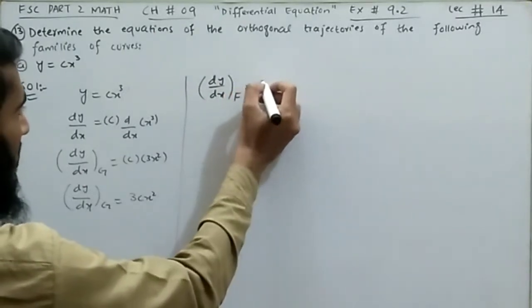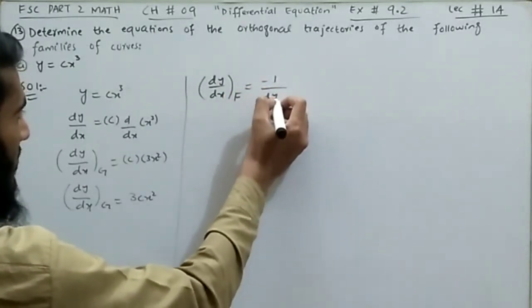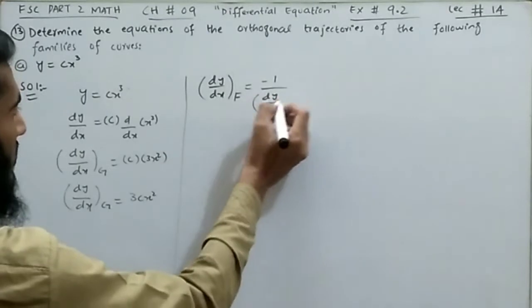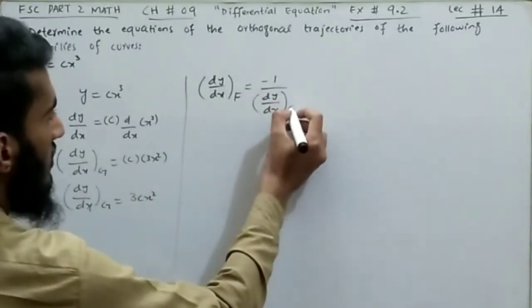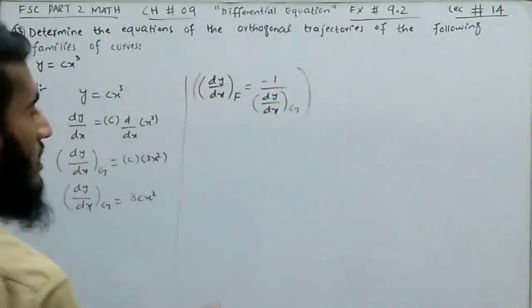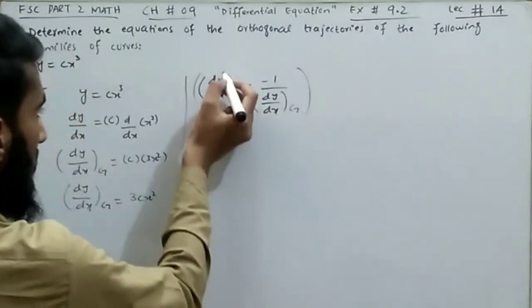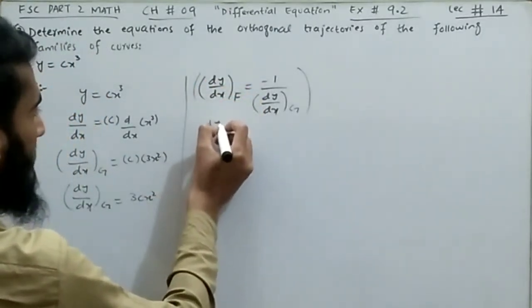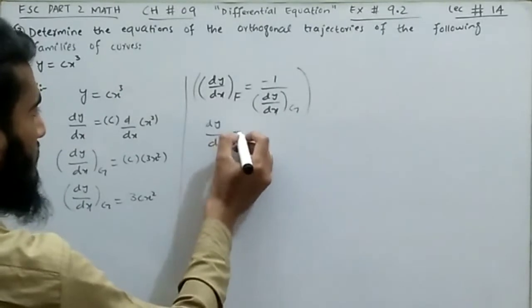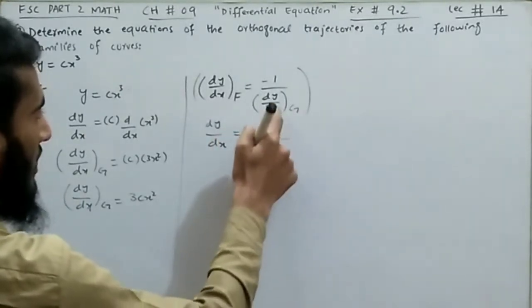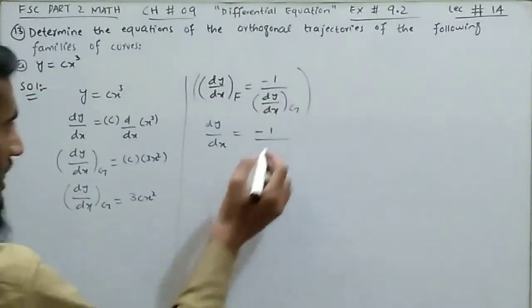So remember, in orthogonal trajectories, the derivative at another point, let's suppose I consider another point F, is always equal to minus 1 divided by the derivative at the other point, which is G in this case. This is the definition of orthogonal trajectories. So dy/dx will be minus 1 divided by dy/dx at point G, which is 3cx^2.